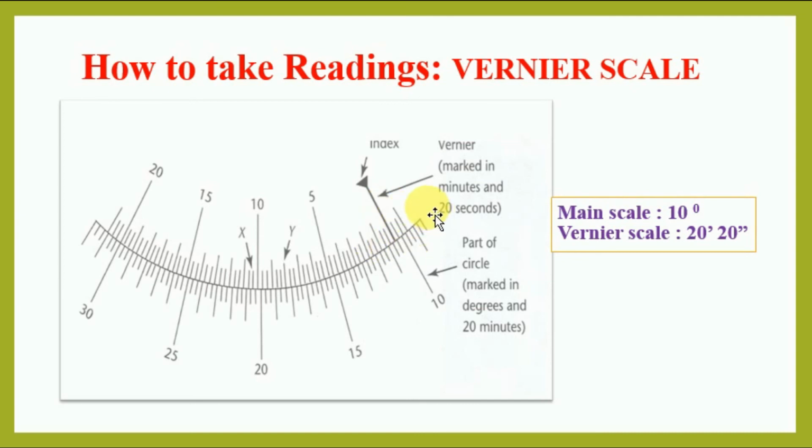And now we'll be looking for how many seconds. For seconds we look for which division is matching between the main scale and vernier scale. Here you can see the 20 second division is matching with the main scale. So this 20 will be our seconds. So finally this reading will be 10 degrees, 20 minutes, 20 seconds. Hope you guys understand.